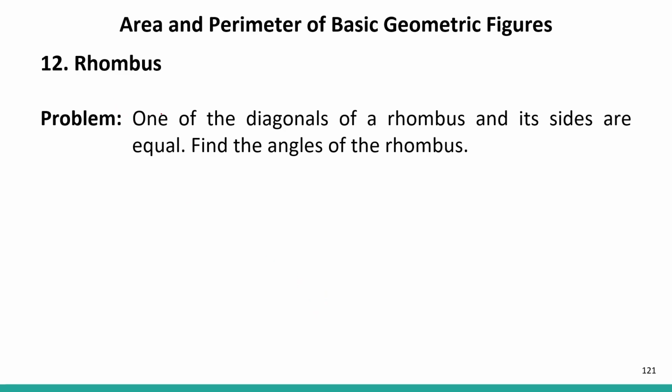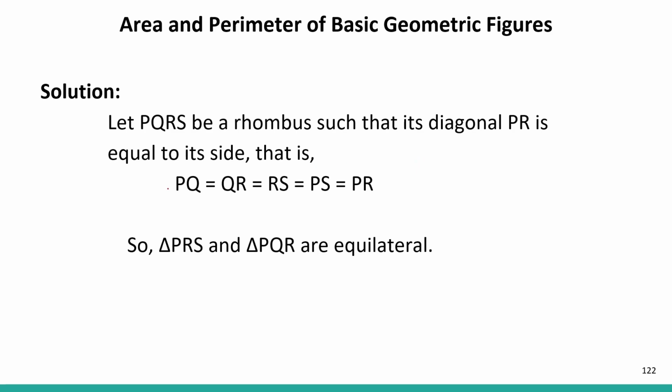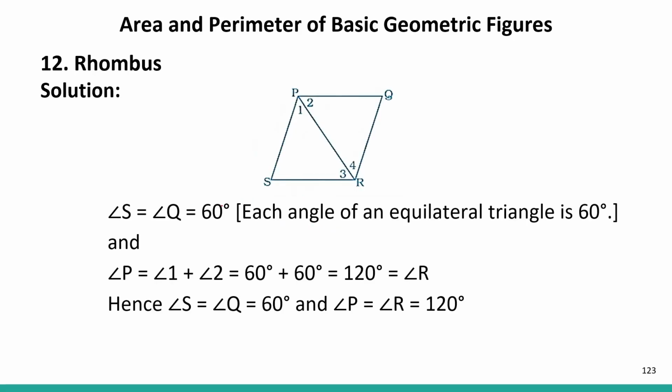So let's try to see the 12th kind of question, that is on rhombus. One of the diagonals of a rhombus and its side are equal. Then find the angles of the rhombus. Okay, PQ is equal to QR is equal to RS is equal to PS is equal to PR. So PQR and PRS are equilateral triangles, right? So angle S is equal to angle Q is equal to 60 degree. Angle P is equal to angle 1 plus angle 2, that is 60 plus 60 is equal to 120, which is equal to angle R. So hence angle S is equal to angle Q is equal to 60 degree, and angle P is equal to angle R is equal to 120 degree.